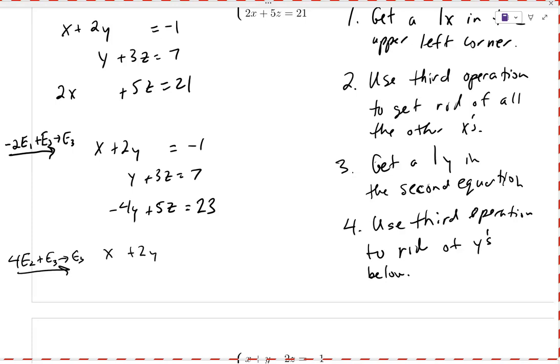Again, the only equation that's going to get changed at this step is which one? The third one, right? 4 times y minus 4y is 0. 4 times 3z is 12z, plus 5z gives me 17z. 4 times 7 is 28, plus 23 is 51.